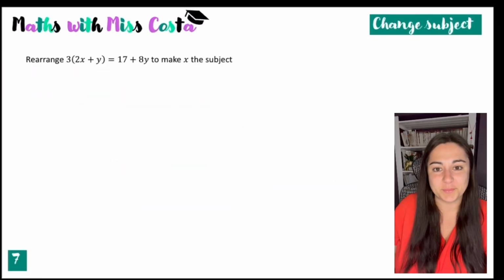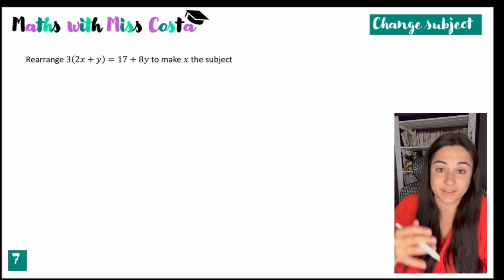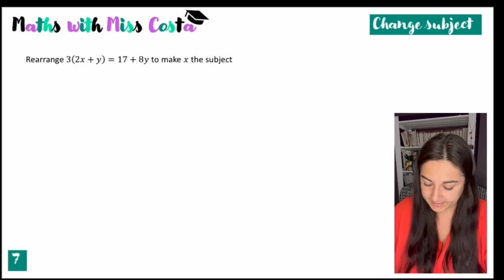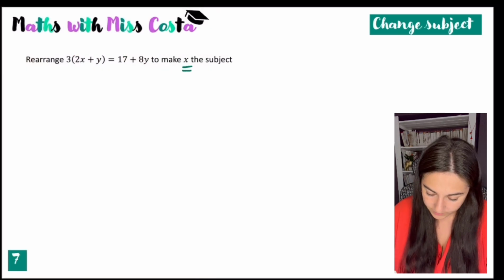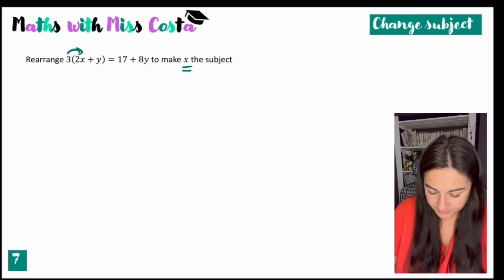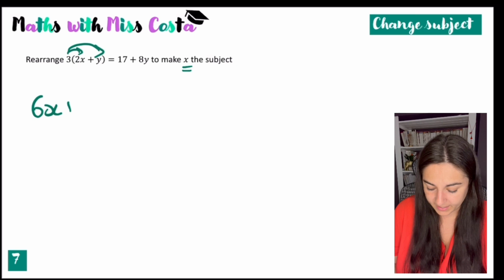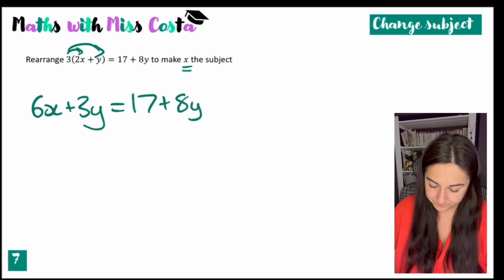Okay, so changing the subject, all it means is rearranging it, moving things from one side to the other in order to get a different thing as its subject. So we want to make x the subject. So what could we do first? Well, I've got brackets, so it's always nice to just expand them out. So 2x times 3 is 6x. 3 times y is 3y equals 17 plus 8y.